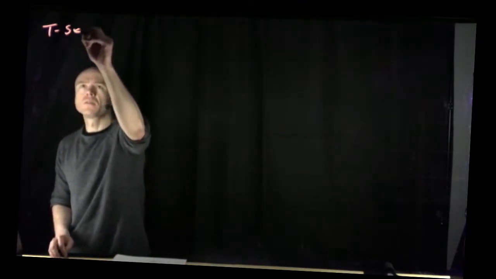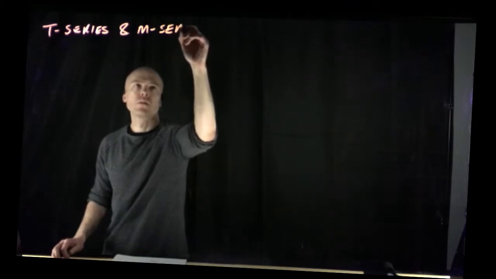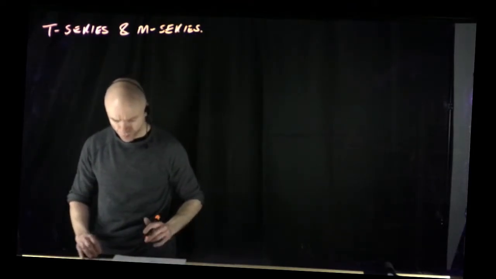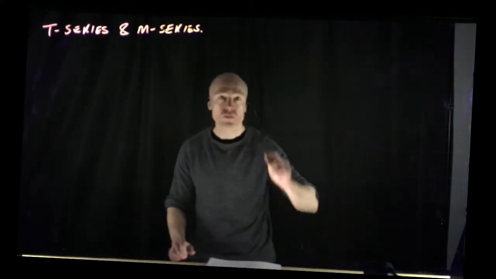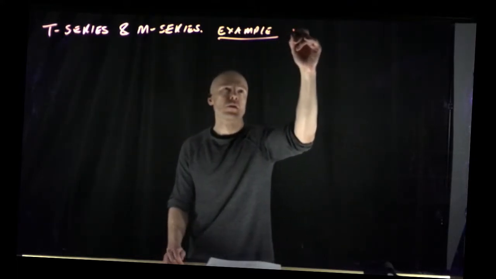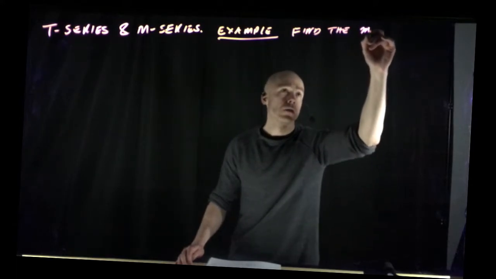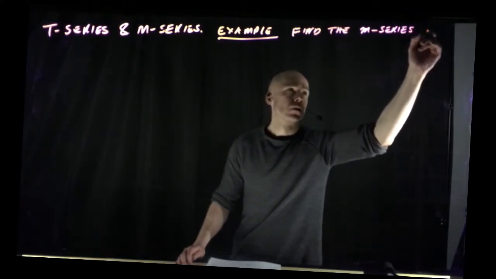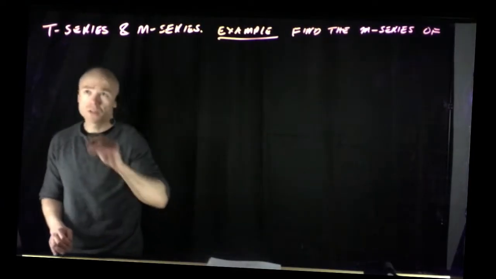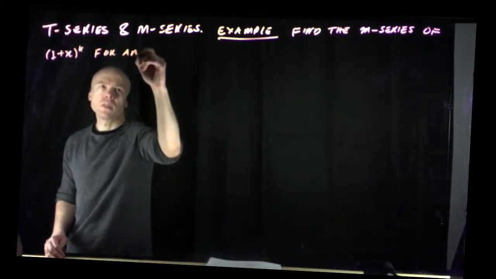Okay, we're going to do some more examples of using Taylor and Maclaurin series. I'm going to do the following example. Find the Maclaurin series of the function (1 plus x) to the k for any number k.